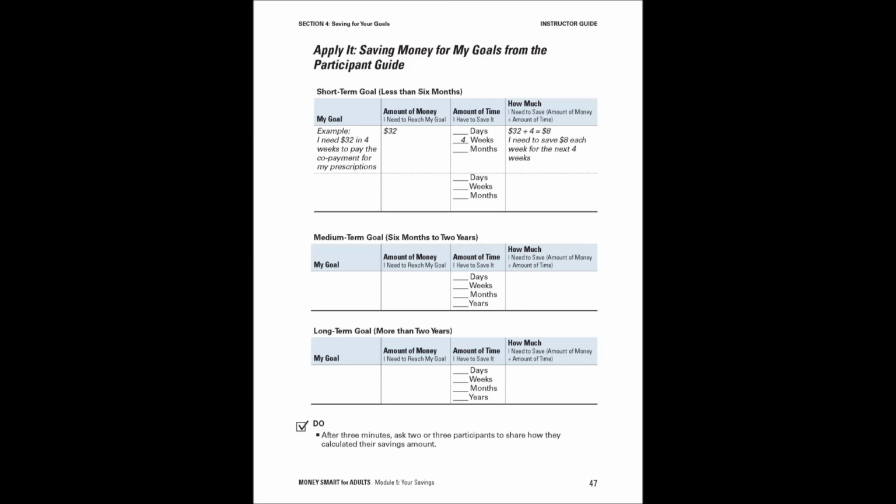So they need to save $8 each week for the next 4 weeks. So you'll have participants write in their own short-term goal, and then there's a medium-term goal that they can do the same for, and also a long-term goal.